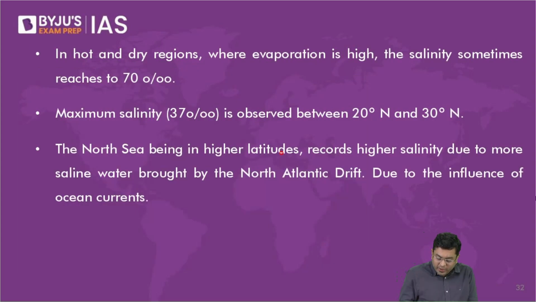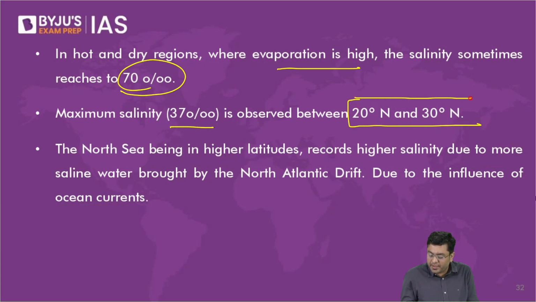Okay. Now, in hot and dry regions where evaporation is high, salinity sometimes reaches as much as 70 parts per thousand. Maximum salinity is observed between 20 degree north and 30 degree north latitude, that is the northern tropics.